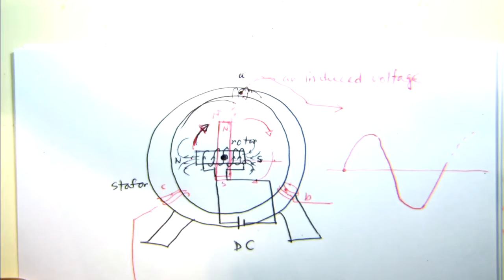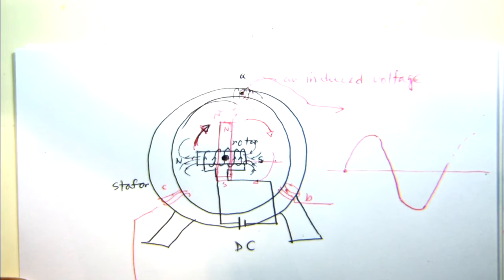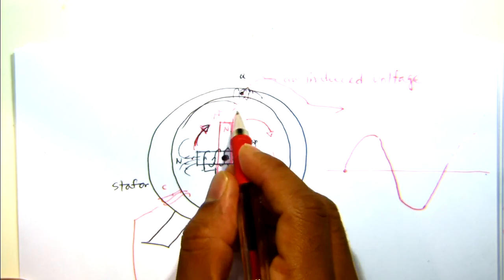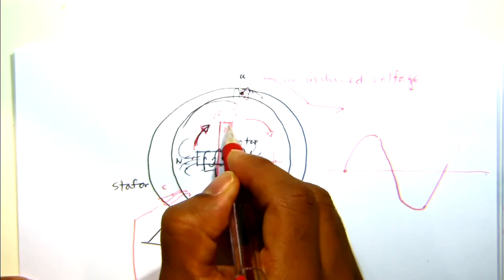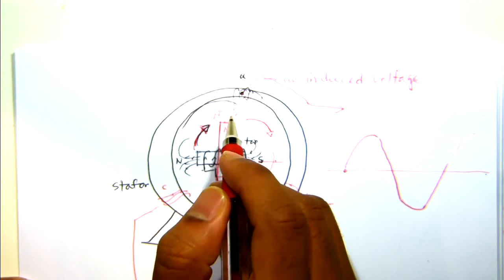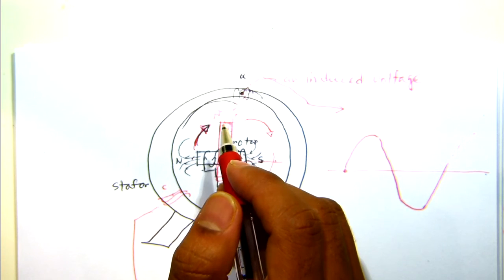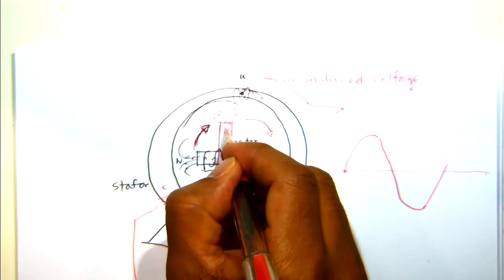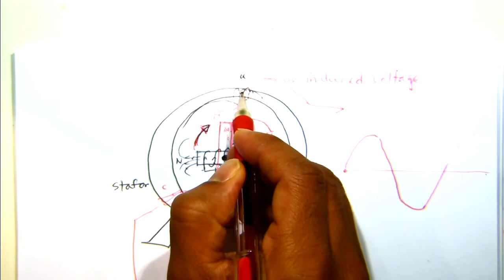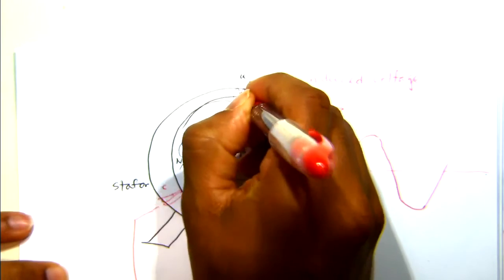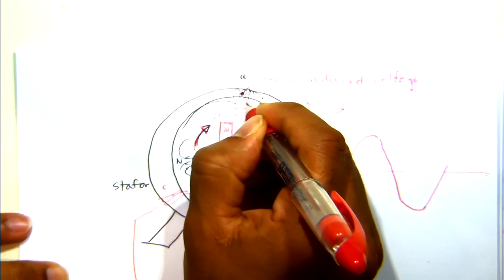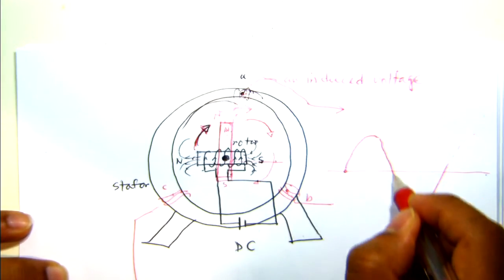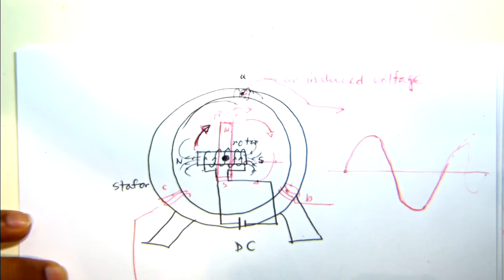Now, there is one more interesting fact here. The most interesting fact is that every time this rotating magnetic field or rotor is passing conductor A, it is completing one cycle. Am I right?